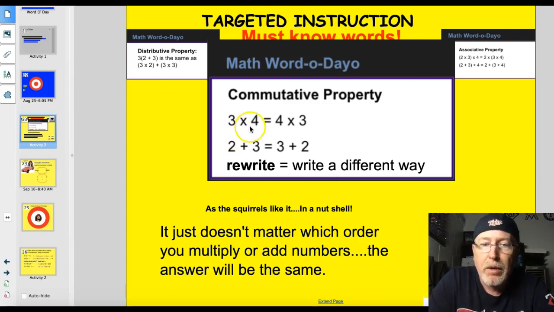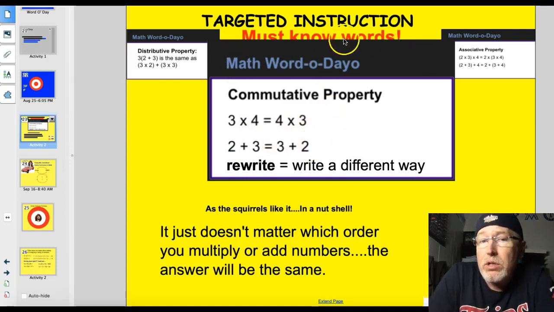Take a look at this. 3 times 4 is equal to 4 times 3. You already know that. 2 plus 3 is equal to 3 plus 2. This is made possible by our good friends at the commutative property. No, it's called the commutative property. You can rewrite things, and rewrite is a word that means to write in a different way. So instead of 2 plus 3, I'm moving these numbers around, and I'm writing it as 3 plus 2.